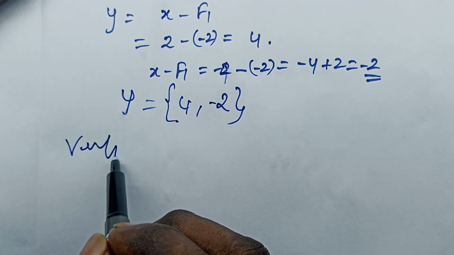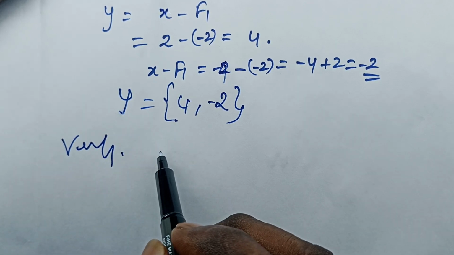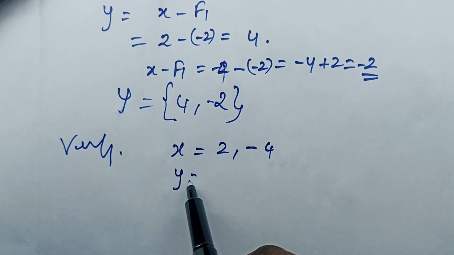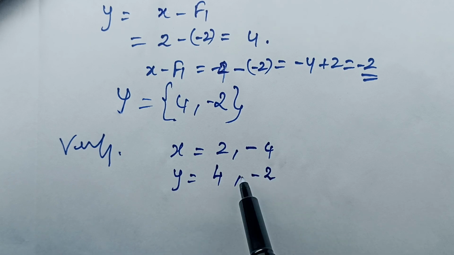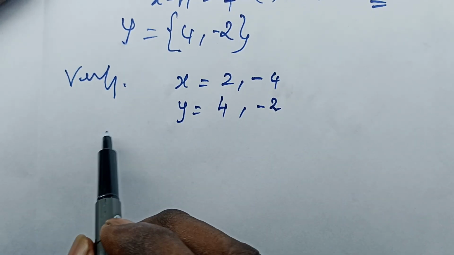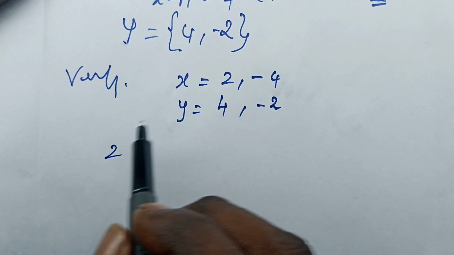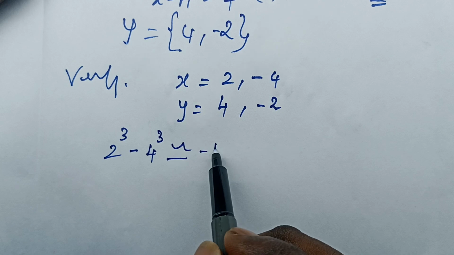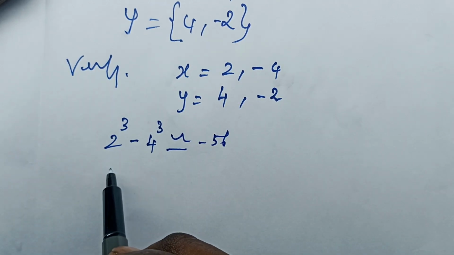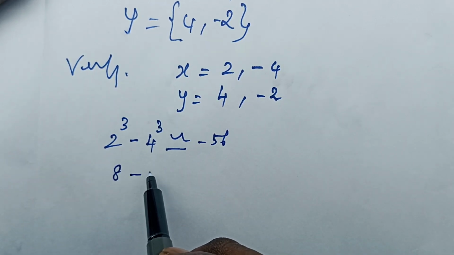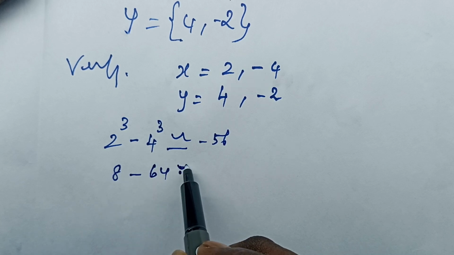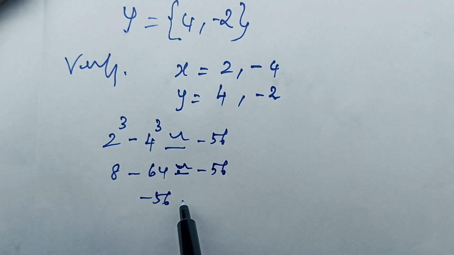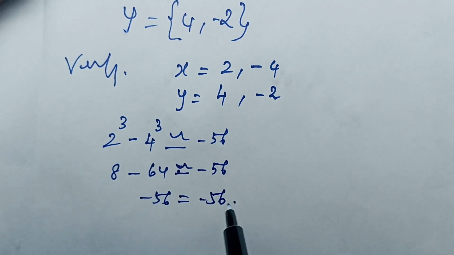Now verify. x equal to 2 comma minus 4 and y equal to 4 comma minus 2. 2 power 3 minus 4 power 3 equal to minus 56. 2 power 3 is 8, minus 4 power 3, 64, equal to minus 56. So minus 56 equal to minus 56.